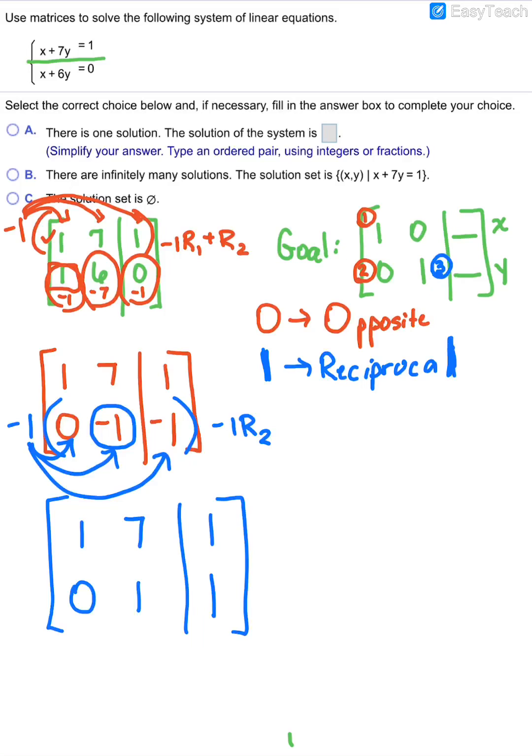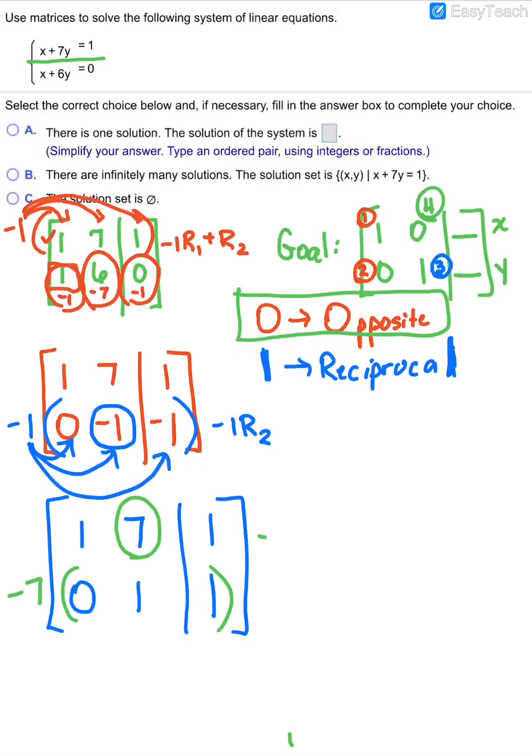Okay, so now, let's go back to green. Your fourth and final step is going to be to get a 0 where we have a 7. And again, when we think of zeros, we want to think of opposites. So the opposite of 7 would be negative 7. We're going to have to multiply row 2 by negative 7 and add it to the top row in order to get a 0 where we need it. And then we replace it in that top row. So negative 7 times 0 is 0. Negative 7 times 1 is negative 7. And negative 7 times 1 is negative 7.